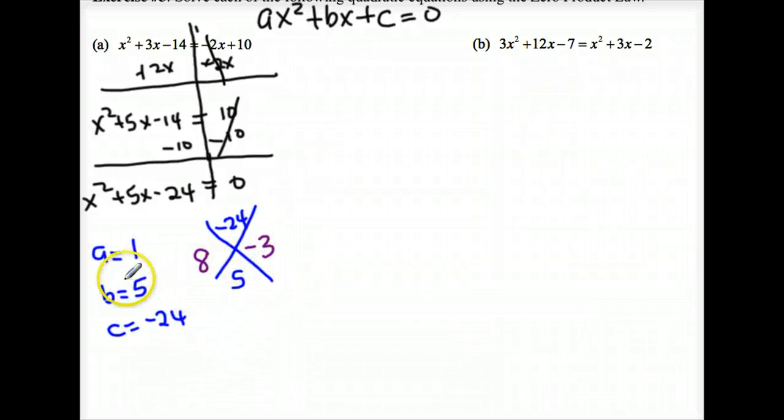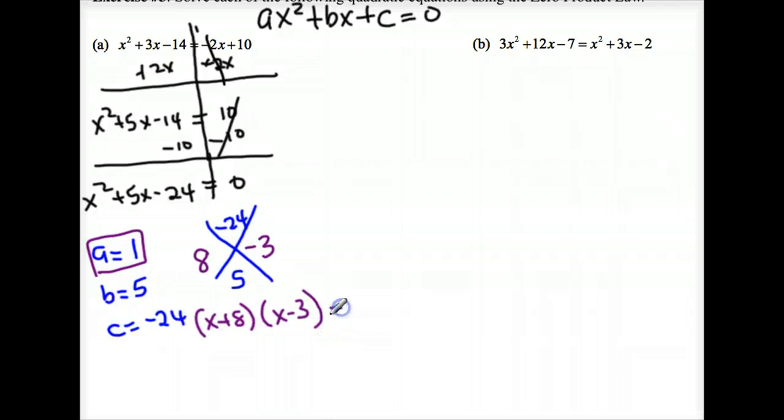Excellent. So because A is equal to 1 right here, I know that I can just write these in factor form, which is x plus 8 and x minus 3. But because the question asks us to solve it, I'm going to keep it as equal to 0. Now this is just like we did in the previous example, where I take both of these, x plus 8 equals 0, and x minus 3 equals 0, and I solve these.